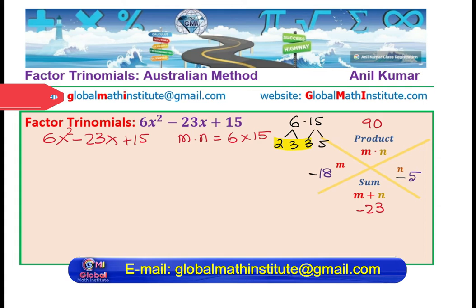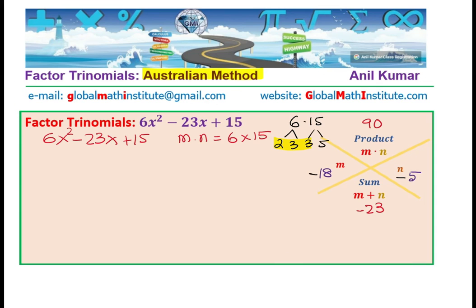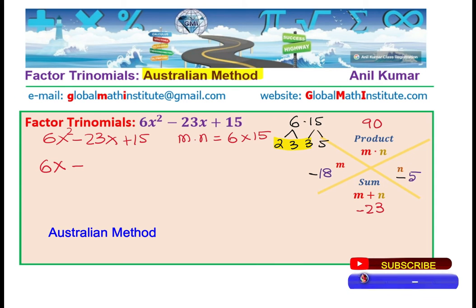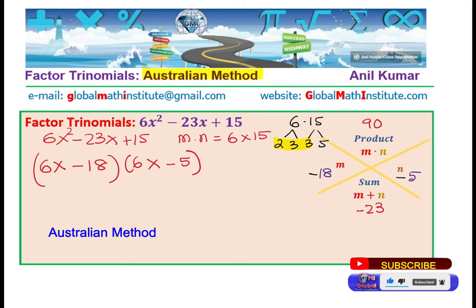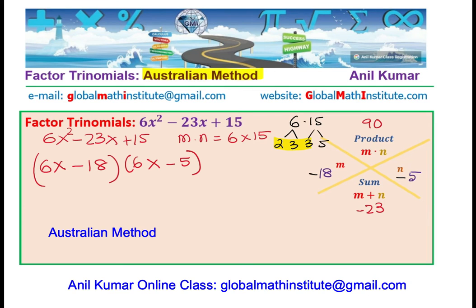Now let's see, once we know these two numbers, how do we use this Australian method to factor? So 6x squared, we'll write 6x, first factor minus 18, times 6x, the other factor minus 5. Now clearly 6 times 6 is 36, not 6. So we need to divide this by the leading coefficient 6 itself.